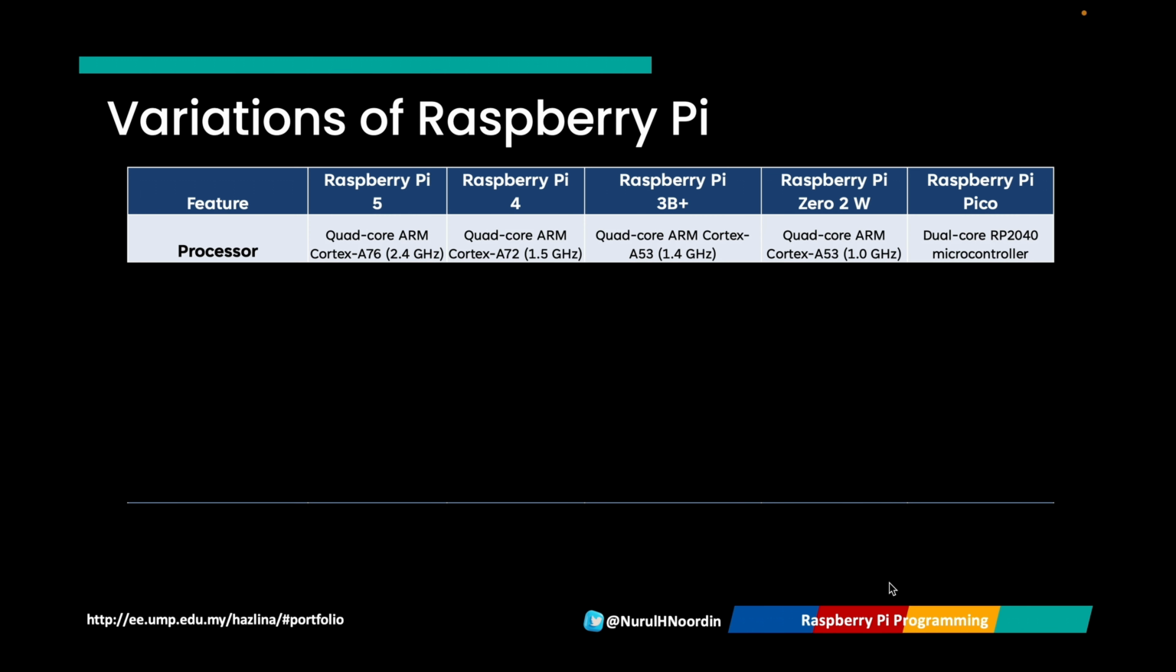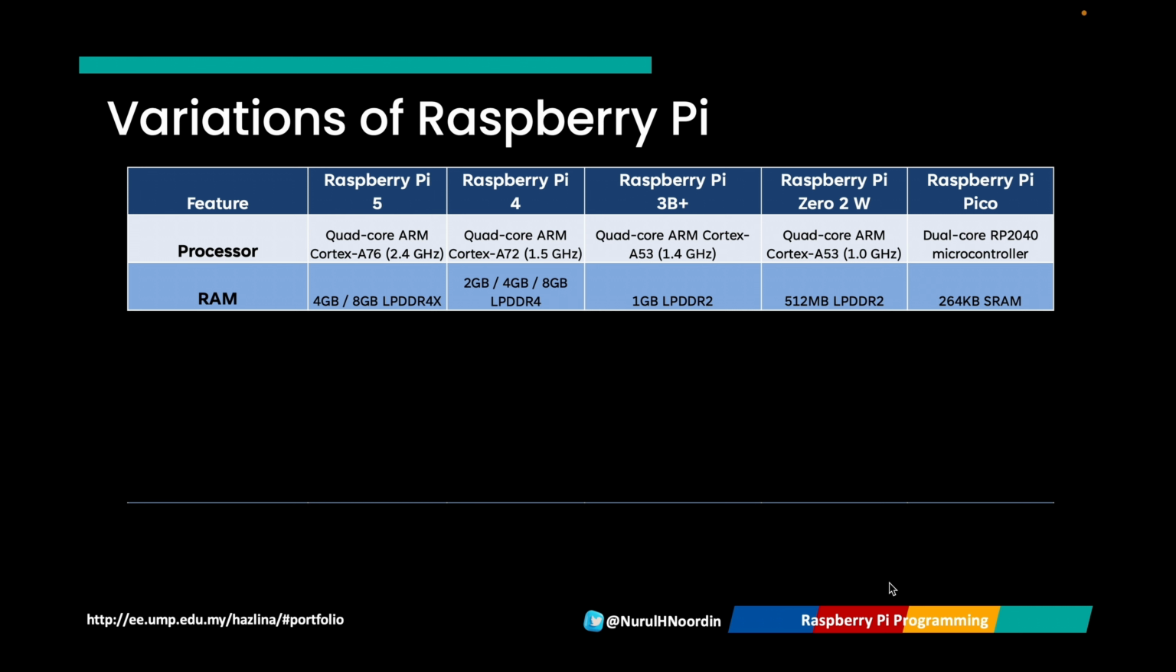The first one is the processor. The processor is the brain of the Raspberry Pi. Newer models such as the Raspberry Pi 4 have a more powerful quad-core Cortex-A72 or A76 processor, making them faster and capable of handling more complex tasks. The Raspberry Pi Zero, on the other hand, uses a simpler single-core ARM11 processor, making it suitable for lightweight applications.